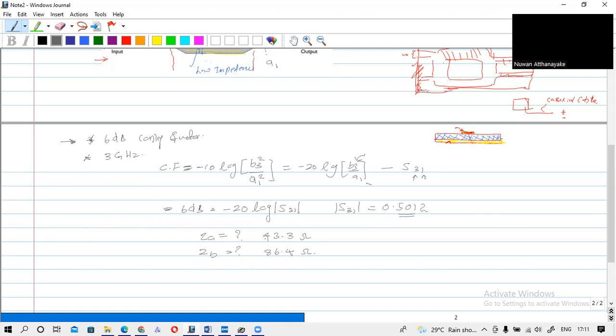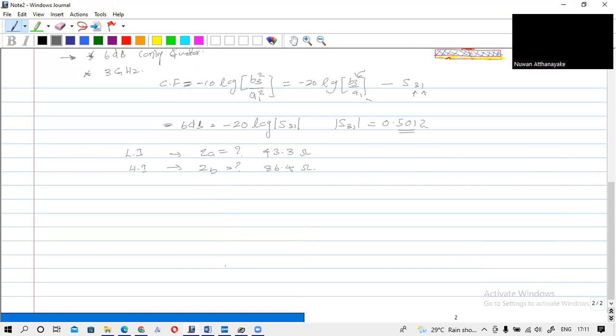Please calculate it for your design, this value will be changed because you have a different design frequency and different coupling factor. So this is the low impedance and this will be the high impedance. This will be changed for your design. In my design I get this value once I solve the equation.